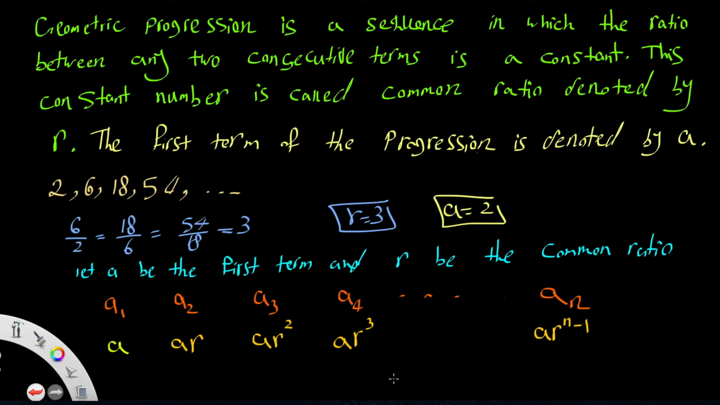So we can make a conclusion here. The nth term of a geometric progression is obtained by the formula a r to the power of n minus 1. Now let me put it in the box. So the answer will be a r to the power of n minus 1.